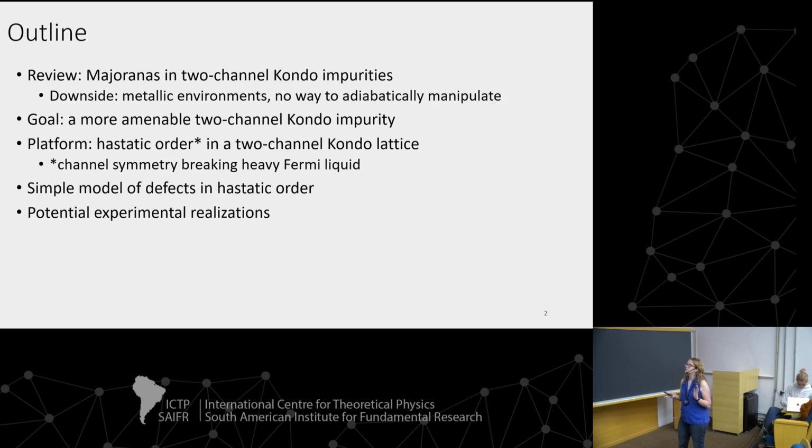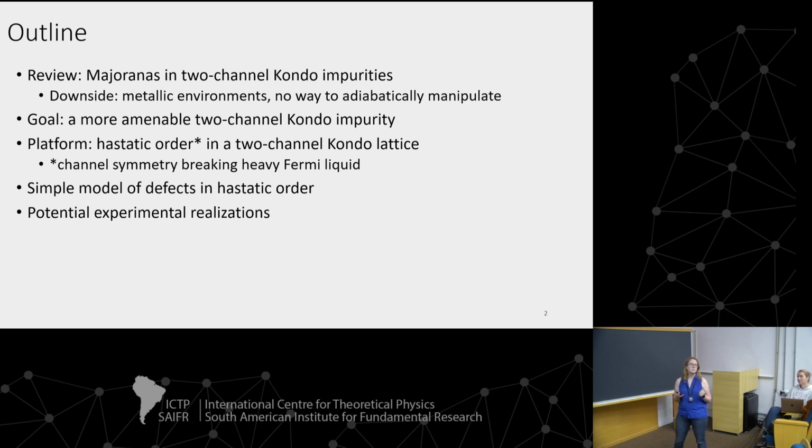This is very interesting, but the downside is it's not really relevant experimentally. You can realize two-channel Kondo impurities, but they're always in metallic systems, and so the Majoranas talk to one another and are no longer Majoranas. And so, they're physical defects. There's no way to really braid them around. And so our goal is to find a more amenable two-channel Kondo impurity.